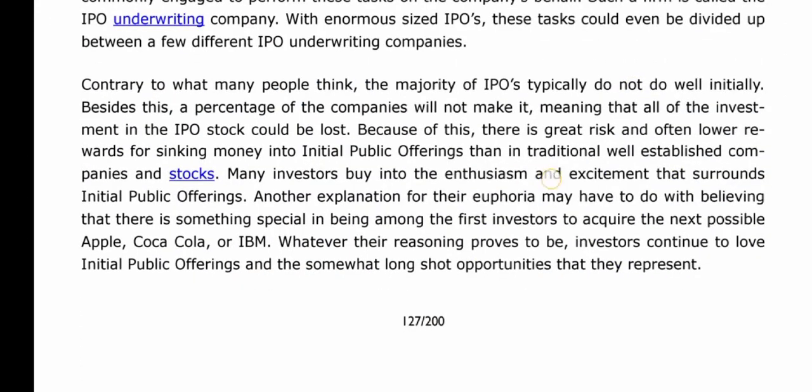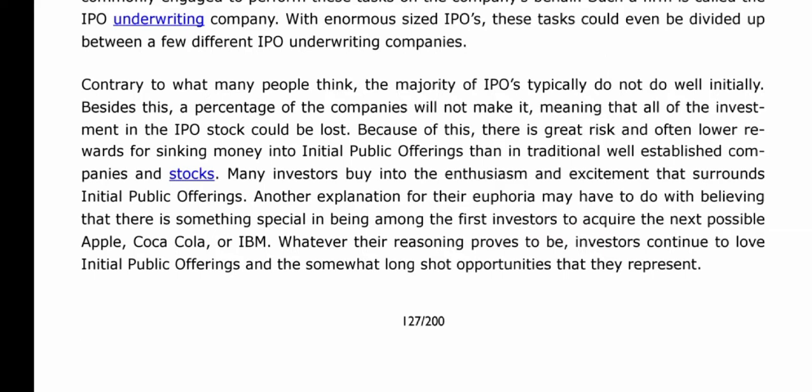Many investors buy them because of the enthusiasm surrounding an initial public offering. Another explanation is euphoria, which may affect the way investors behave, especially among the first investors to acquire.